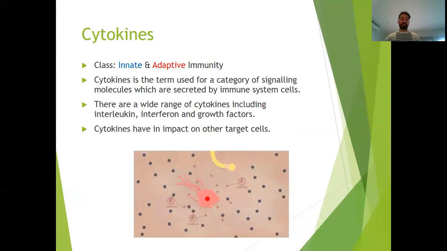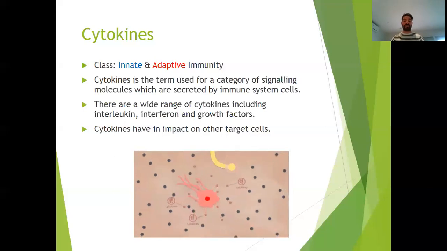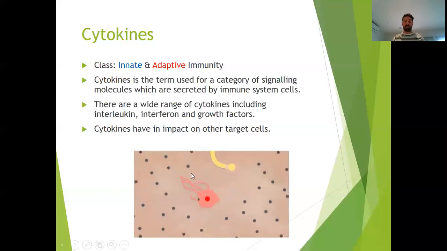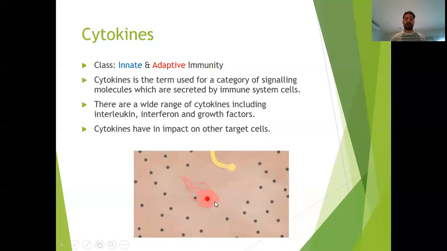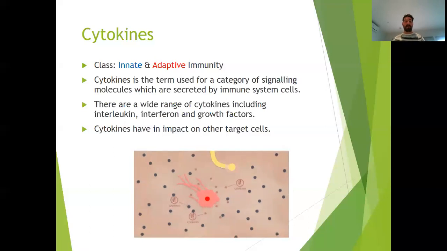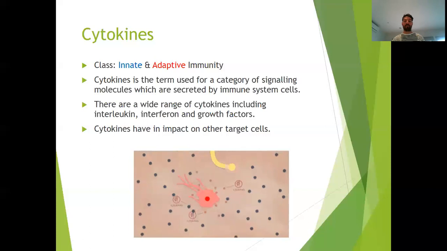And their job is to go to target cells and induce some sort of response by those other cells. So here you can see we've got a cell. Obviously, these are all pathogens, and it's now releasing cytokines. That might attract other cells to the area, might cause them to go through apoptosis. It's just an example of a signaling molecule in the immune system.